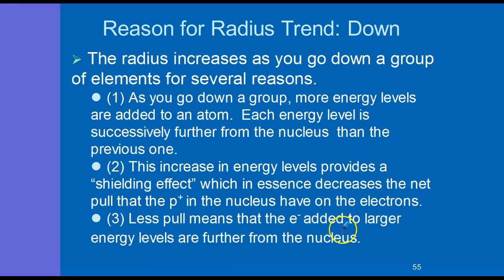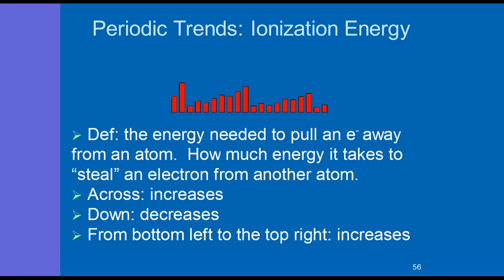So less pull means that the electrons are added to larger energy levels that are further out from the nucleus, hence the radius gets larger due to this shielding effect and that they're in energy levels that are further out from the nucleus.